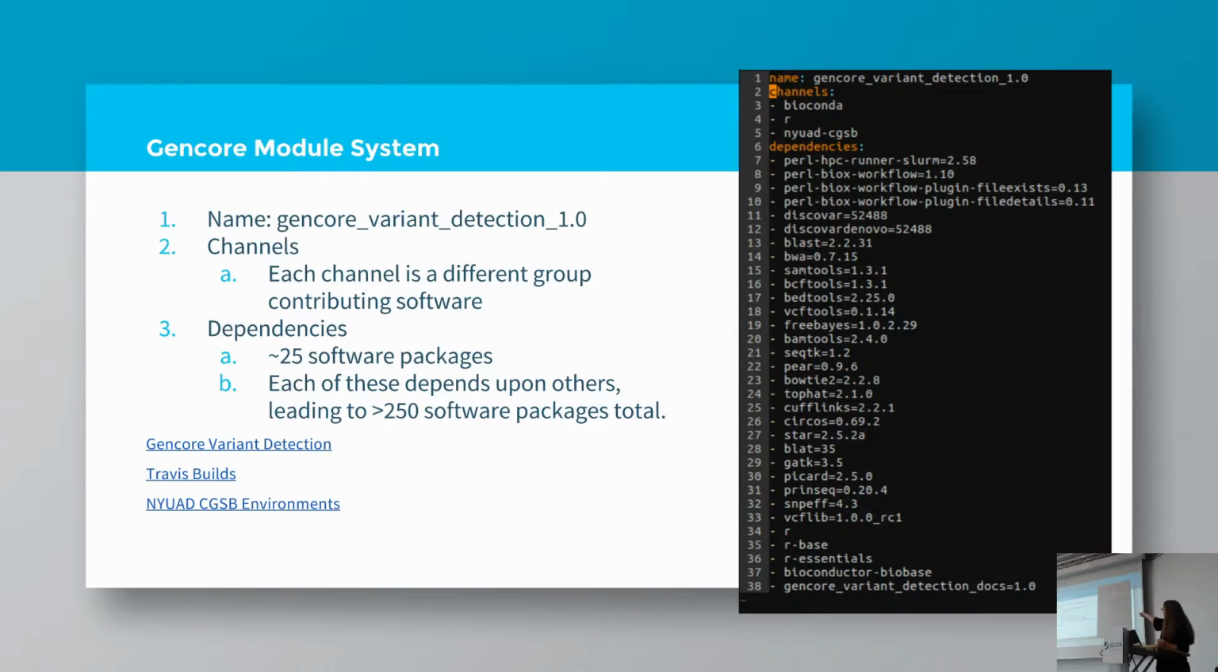Module load GenCore variant detection version 1.0. And then it gives you everything that you need. Yeah. So everything is tested in the cloud using Travis.